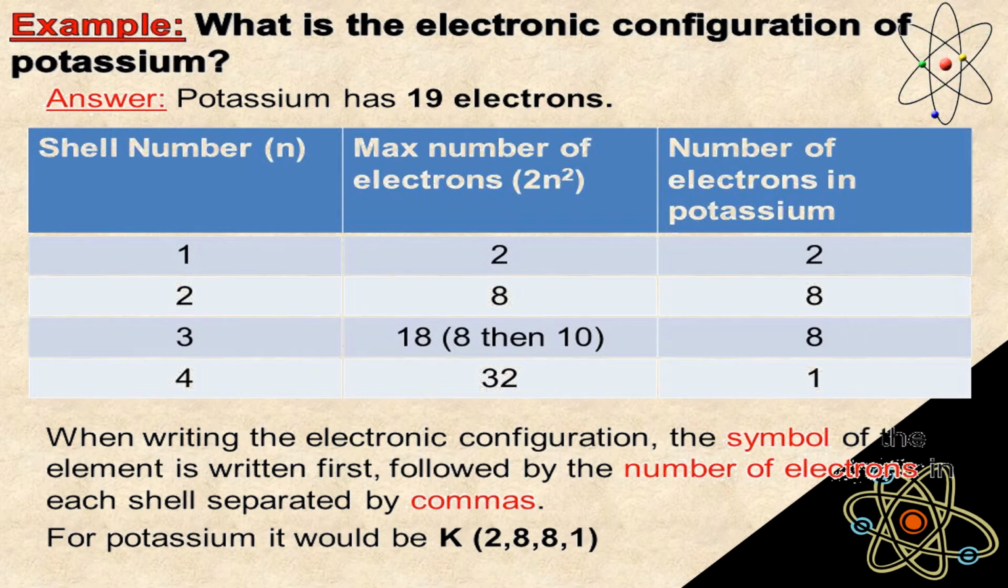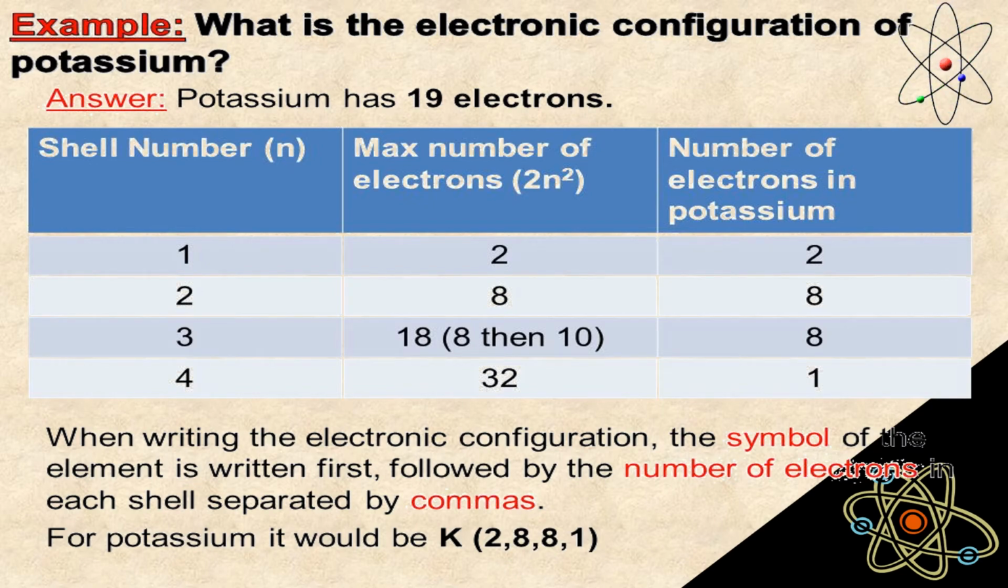First shell में 2 होते हैं. Second shell में 8. Third shell में 18. Okay. 8 then 10. It will go like that. And the fourth shell has 32. The number of electrons of potassium, first we will arrange 2, then 8. As I told you, you have to remember how many electrons are there. इसमें सिर्फ plus minus का ही खेल है.